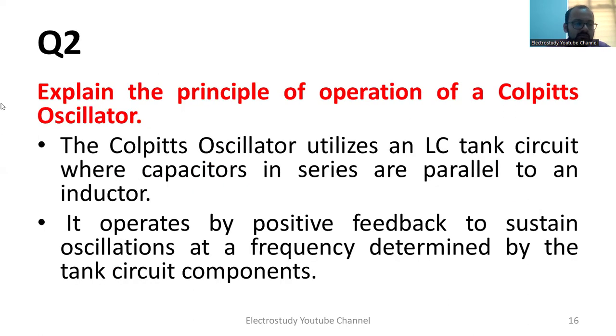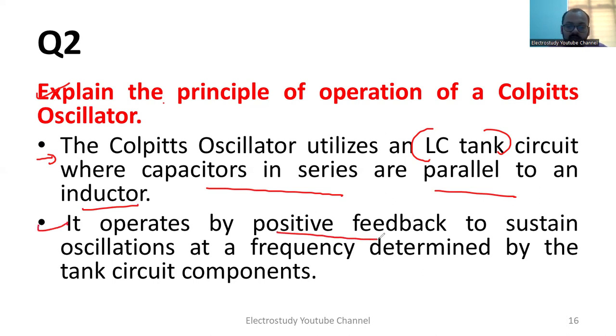Second question: explain the principle of operation of the Colpitts oscillator. How does the Colpitts oscillator operate? Remember that the Colpitts oscillator makes use of an LC tank, where the capacitors in series are in parallel to an inductor. That is the way it is configured. It operates by positive feedback to sustain oscillations at a frequency determined by the tank circuit components. That is a brief idea about the Colpitts oscillator.